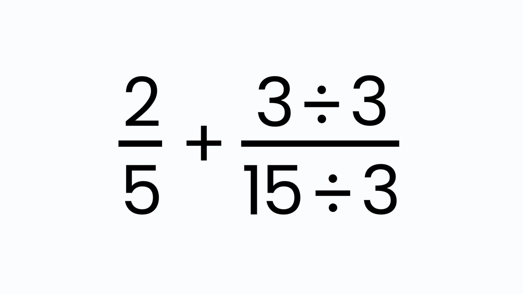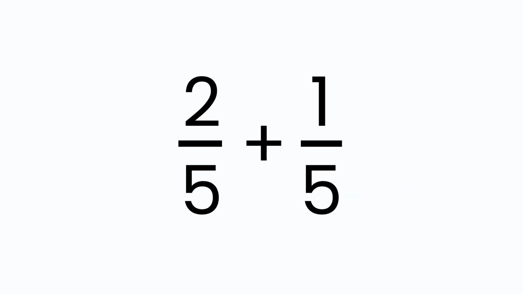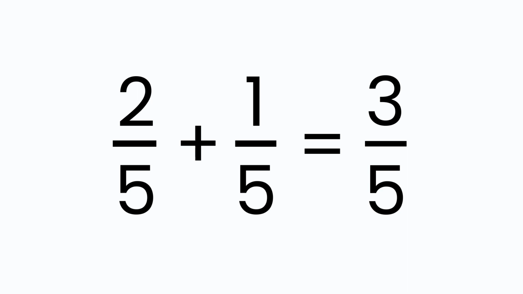Then you get 2/5 plus 3 divided by 3 equals 1, and 15 divided by 3 equals 5, which is 2/5 plus 1/5. This equals 3/5. Let's look at another example.